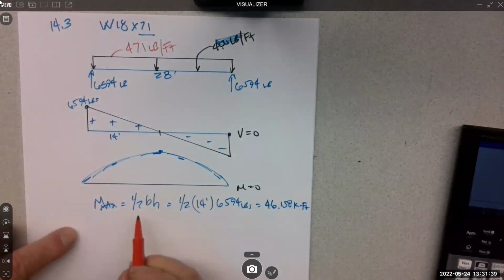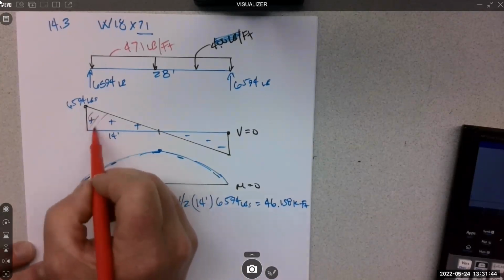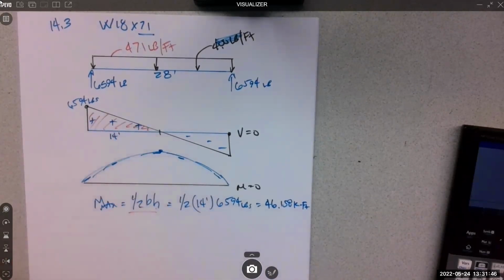So this is the area method, right? 1/2 the base times the height. It's using that area of the shear.